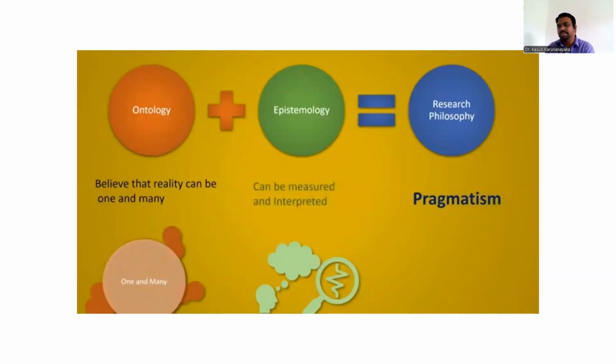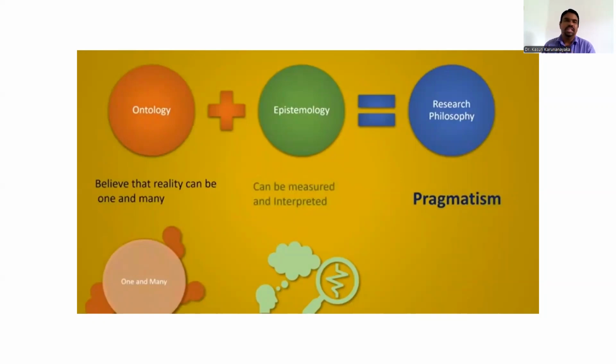Then we will move into pragmatism. This is also a beautiful research philosophy. Under pragmatism, we believe that reality can be one and many, right? Because if we think in an objective way, there can be a single solution. In a subjective way, there can be many solutions. When you conduct research, there are several research questions. Certain research questions can be answered in an objective way, right? So there will be one reality. And certain things you need to identify.